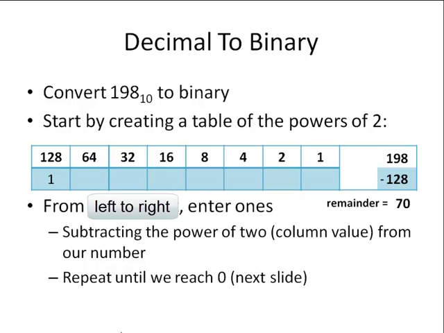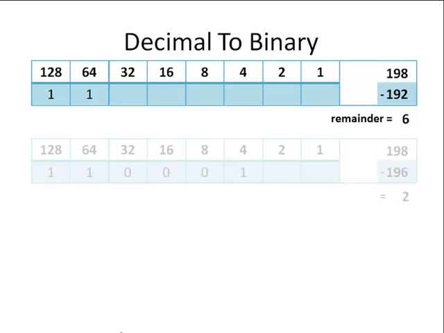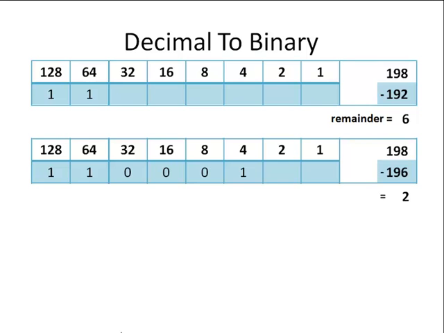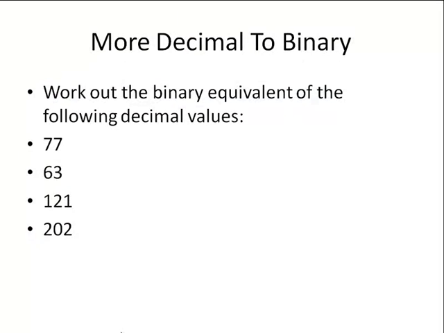And then we're going to repeat what we've just done until we reach 0. So if we take away another 64, then we will now have a remainder of 6. So 70 minus 64 is a remainder of 6. And we can't take away 32, we can't take away 16, we can't take away 8, we can take away 4, we'll leave a remainder of 2. And finally we can take away 2, we'll leave a remainder of 0. Any remaining columns we just fill in with zeros, and that gives us the binary value 11000110. And again, here are some more numbers for you to try out and to check that you're able to solve this. And again, you can use a calculator to check your answers.